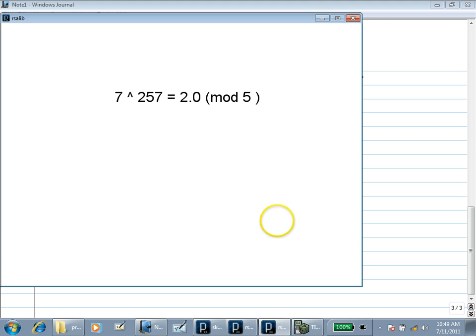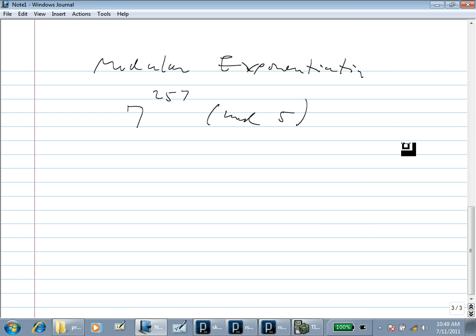The reason this is all important is because of the encryption scheme known as RSA. RSA, by the way, is named after 3 professors at MIT. I think it was Rivest, Shamir, and Adleman who invented this idea in the 1970s.